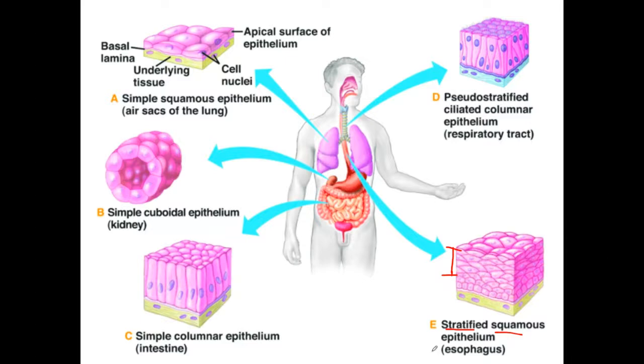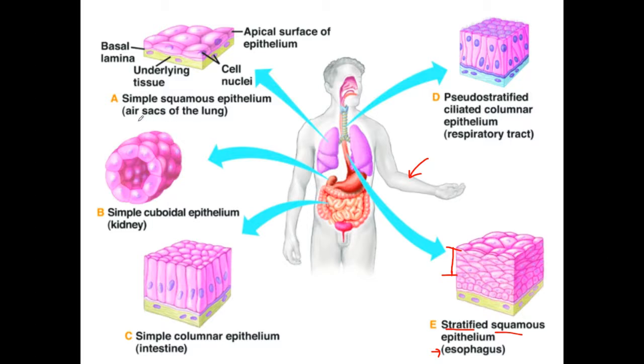So we find stratified squamous in the esophagus because you're eating food and the lumen of the esophagus can be scraped by food. It needs protection. No different than the skin needs protection. If you were to scratch yourself with your nail and it was only one cell layer thick, you'd bleed. So it's got to be 25 to 30 layers thick.